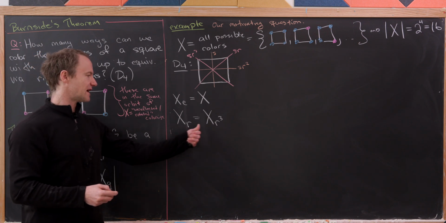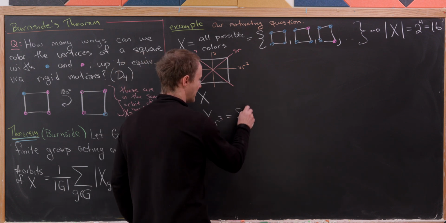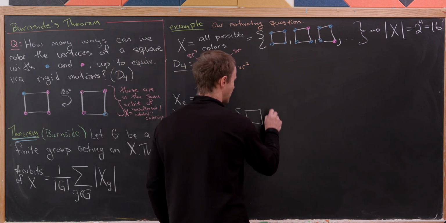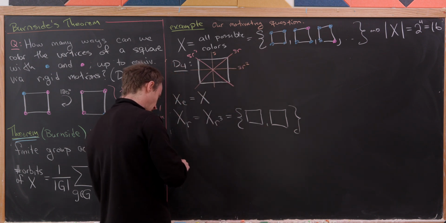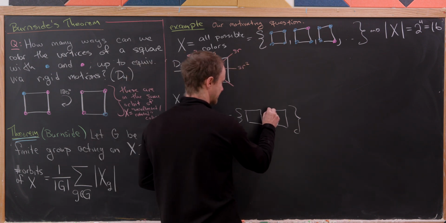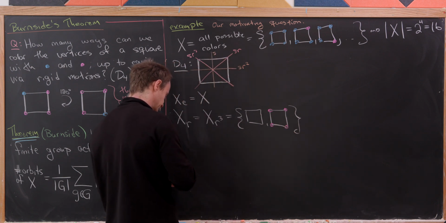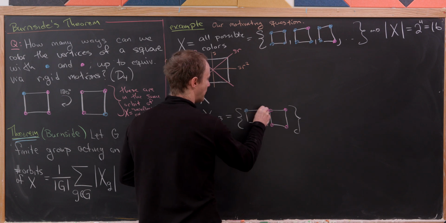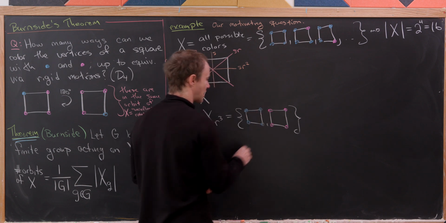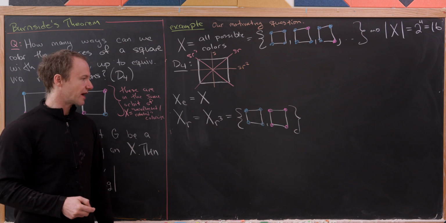And now what is fixed under these two? Well, you can look at it a little bit, but you'll see after not too long that there are exactly two colorings that are fixed under a 90-degree rotation. And those two colorings are what I'll call the boring colorings, which are colorings with just all blue or all magenta. Okay, great.